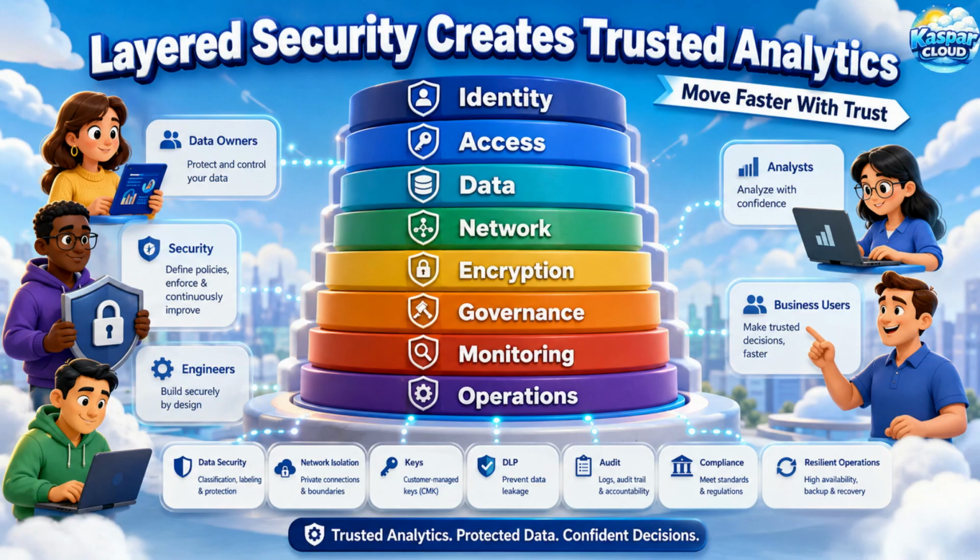Let us bring everything together. Microsoft Fabric Security is a layered architecture that starts with Microsoft Entra ID and extends through conditional access, workspace roles, item permissions, compute permissions, OneLake data security, network isolation, encryption, workspace identity, customer managed keys, Microsoft Purview, DLP, audit logs, compliance, and resilient operations. The goal is not to make analytics harder. The goal is to make analytics trusted. When Fabric is secured properly, organizations can move faster because data owners, security teams, engineers, analysts, and business users are working inside the same governed platform.